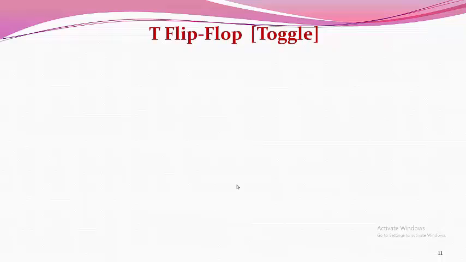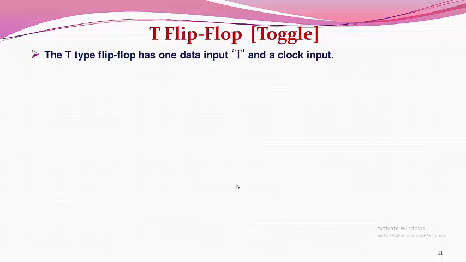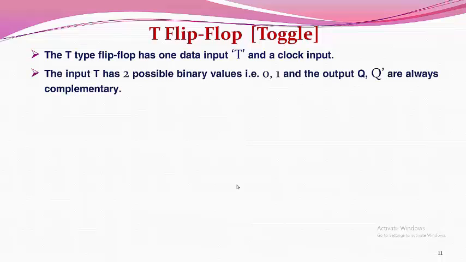Now we will study T flip-flop. This T flip-flop is also called a toggle flip-flop. The T-type flip-flop has only one data input, that is T, and a clock input. T has two possible binary values, that is 0 and 1, and outputs Q and Q bar are always in complementary format.